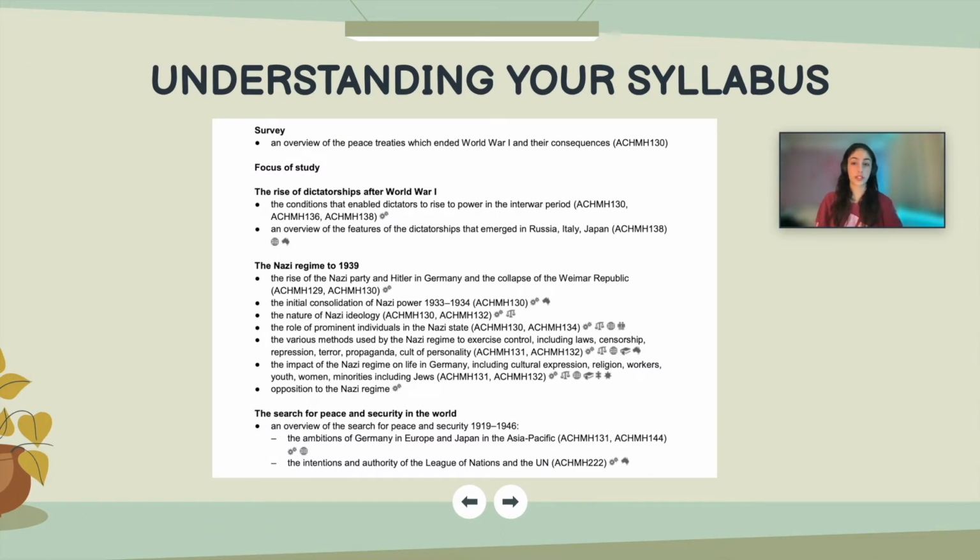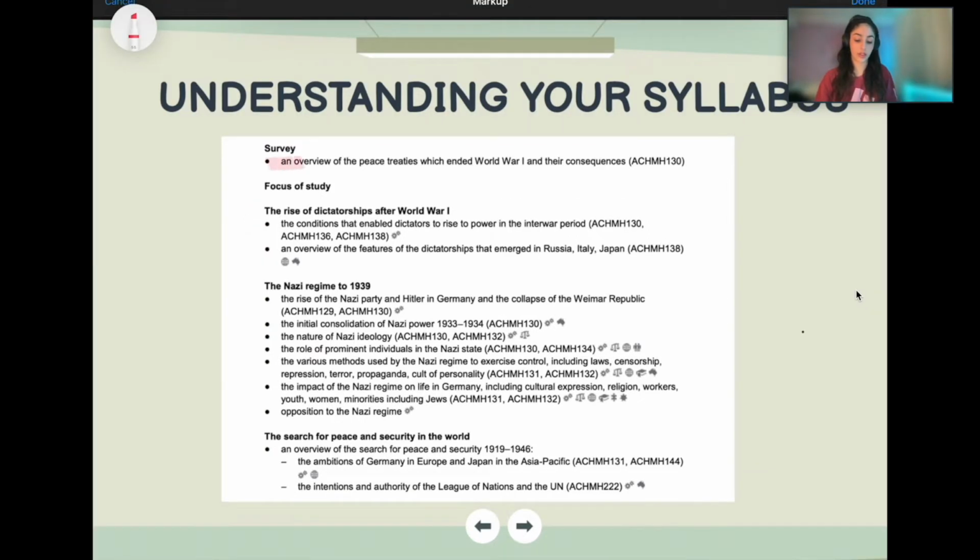First, we have the survey. We have the focus of the study, which looks at the rise of dictatorships after World War I ended. We look at Nazi Germany from 1939 onwards, and then we look at the search for peace and security within the world. So we are going to have a look at the survey first, an overview of the peace treaties that ended World War I and their consequences.